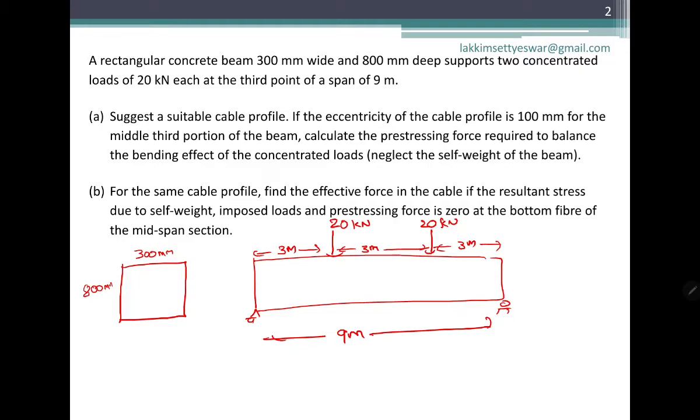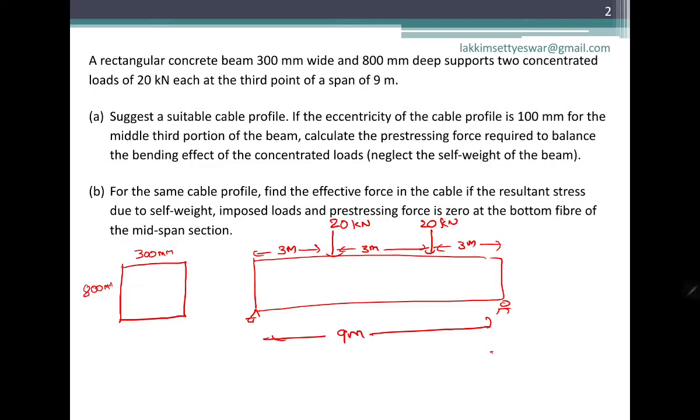Now we need to suggest a cable profile. If the eccentricity of the cable profile is 100 mm from the middle third portion of the beam, calculate the pre-stressing force required to balance the bending effect of the concentrated loads. So we need to suggest a cable profile.